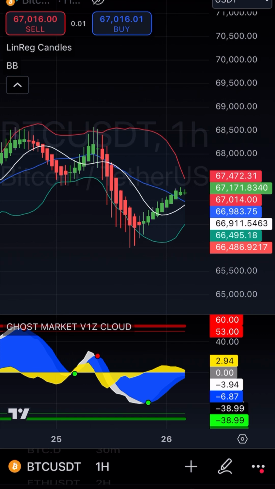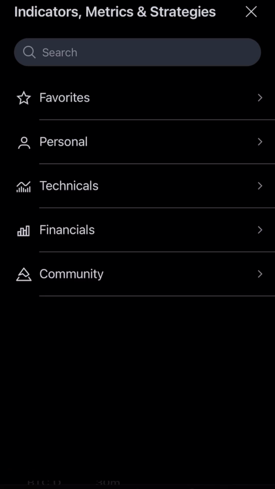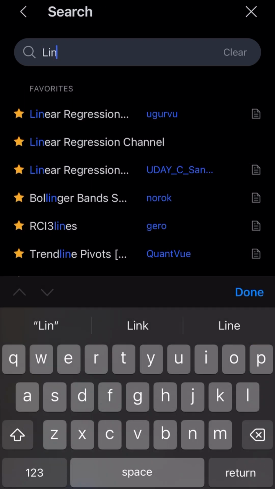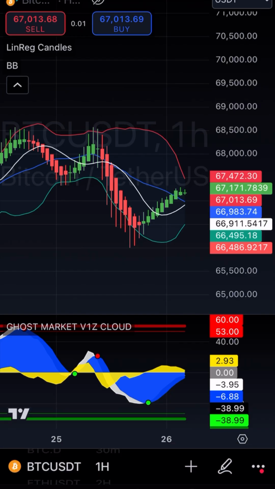The first one is going to be your linear regression candles. I've made videos about that. Basically, you go to linear regression. That'll be the top one there. And once you have that, you hide your regular candles. And then the next one, you're going to have your Bollinger Bands. So those are the main ones.